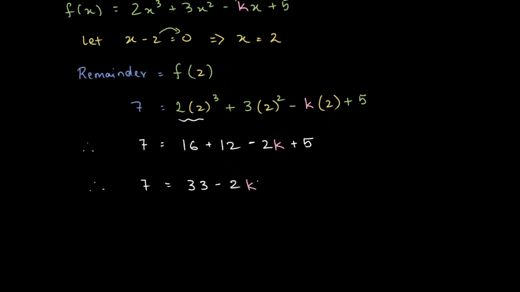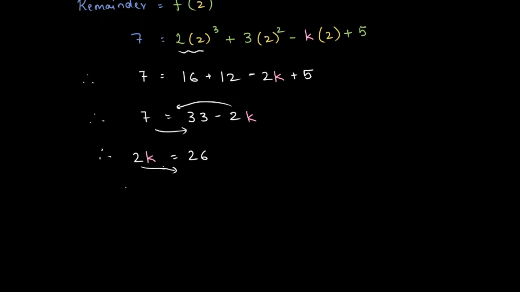Again, just rearranging my terms, I'll take the 2k to the other side and the 7 to this side, so I can say 2k is equal to 33 minus 7, which will give me 26. And the 2 in multiplication taken to the other side becomes division, so if 2k is equal to 26, I get the value of k as 13, and this is my final answer. The value of k is 13.